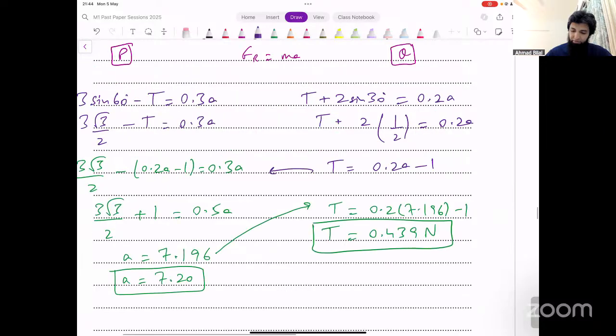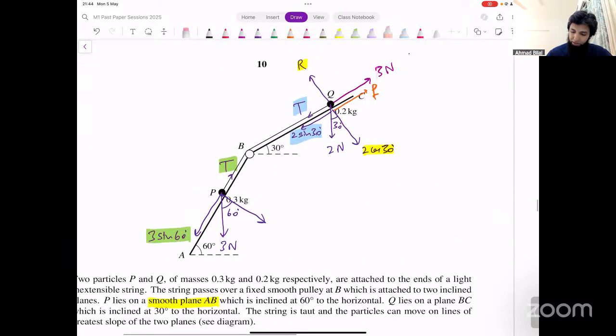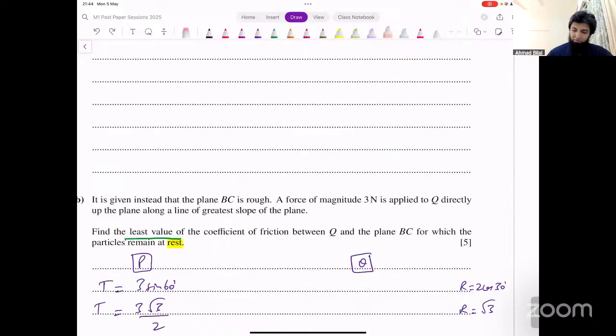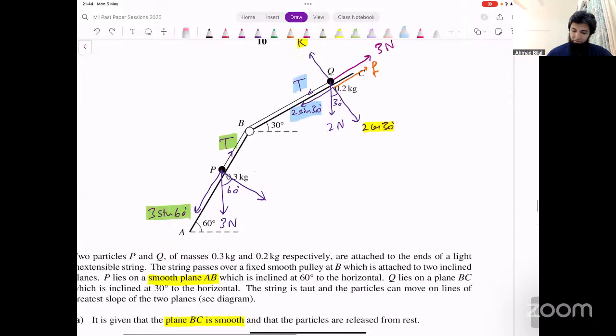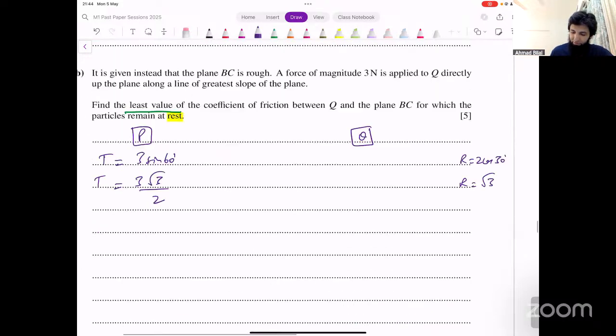And 3 plus F should equal T plus 2 sine 30. Let's make that equation. T plus 2 sine 30 should equal 3 plus F.